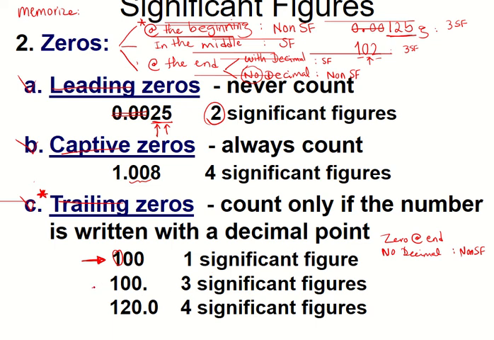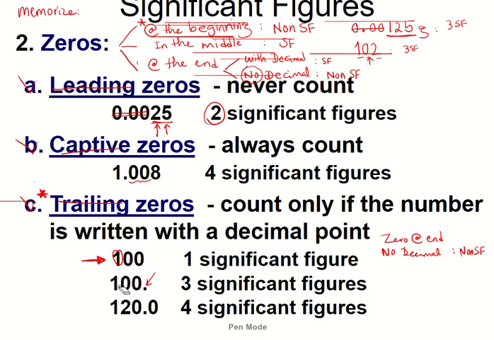Look at the second one. We do have zeros at the end, but please pay attention: we have the decimal point. Whenever we have the decimal point, it means we have something extra. So we do count them as Sigfigs. So this number has three Sigfigs. We count 1, 2, 3.